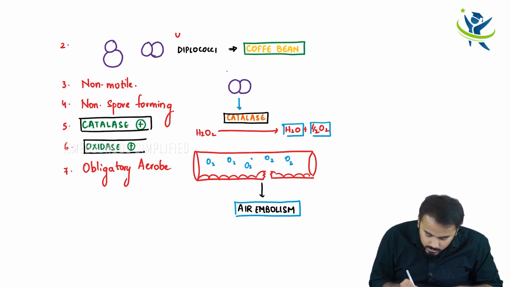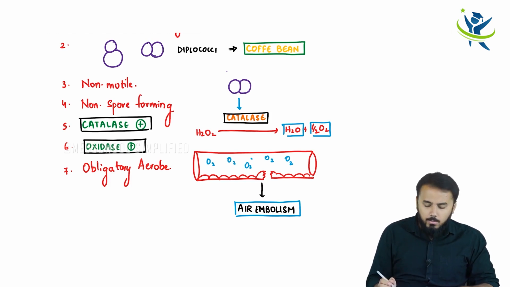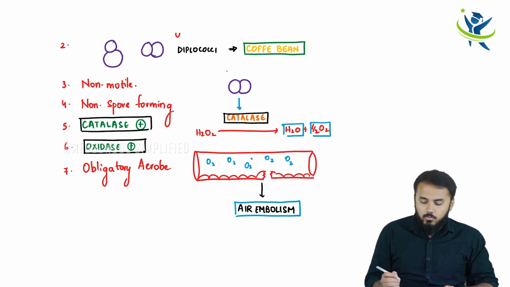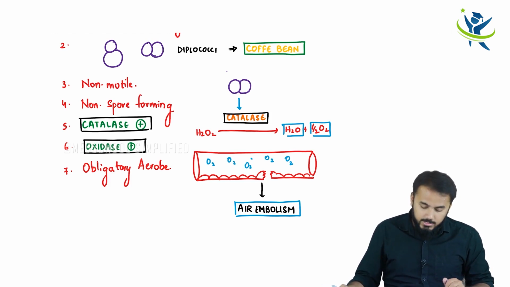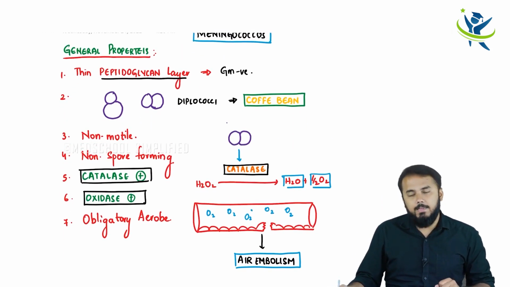Why are you so stressing on these two? I will tell you later on why it is so important. And it is an obligatory aerobe. All of you know. So what shape is this, guys? Obviously it is a coffee bean shape. Right. So now if I want to culture this bacteria, how am I going to culture this bacteria?